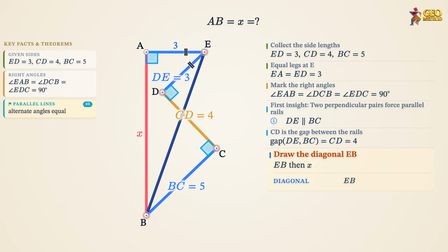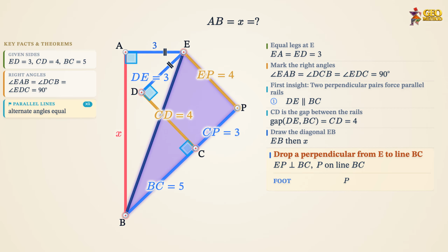From E, drop a straight perpendicular onto the line through B and C and call its foot P. The base segment BC is a little short, so extend it past C until the perpendicular lands. This builds right triangle EPB, in which the diagonal EB becomes the hypotenuse.